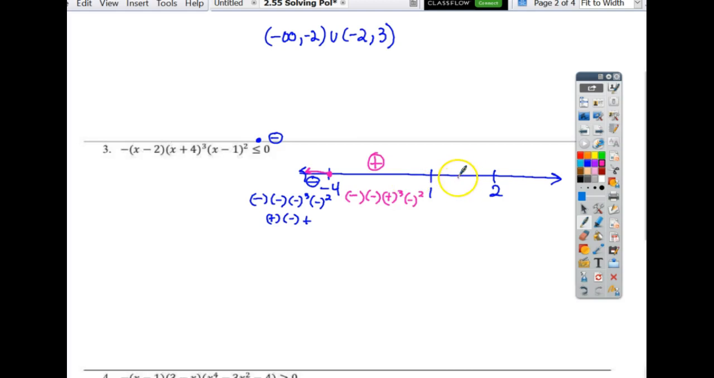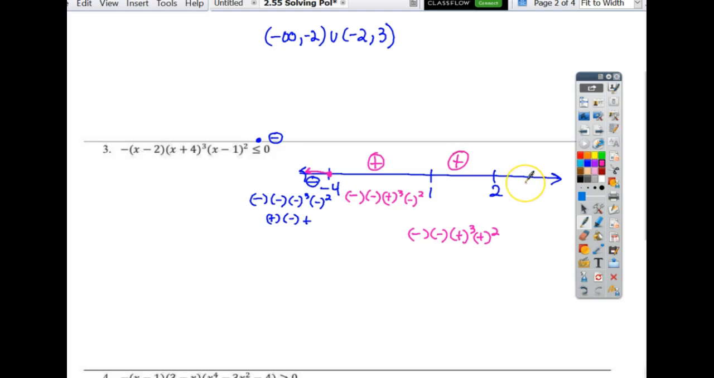So now I'm going to try between 1 and 2. So if I test between 1 and 2, I have to start with my negative sign. Next, it's 1.5. So if I put 1.5 in here, this gives me a negative sign. If I put 1.5 in here, this is positive. And if I put 1.5 in here, this is positive. So negative, negative, and these are positive, so this ends up to be a positive interval, and it is not included.